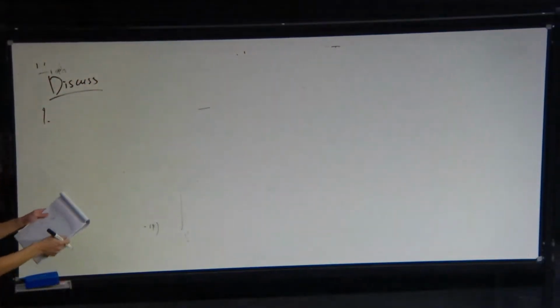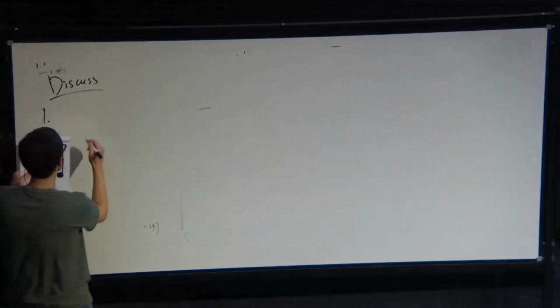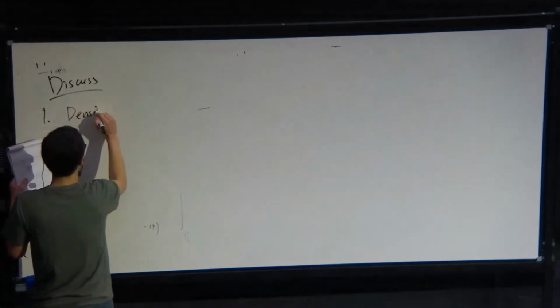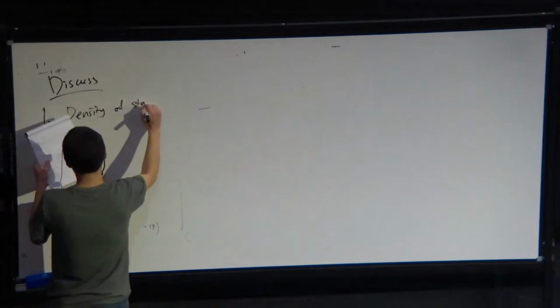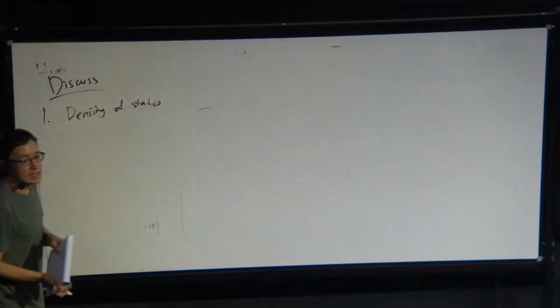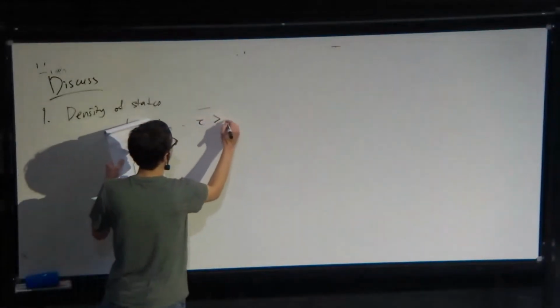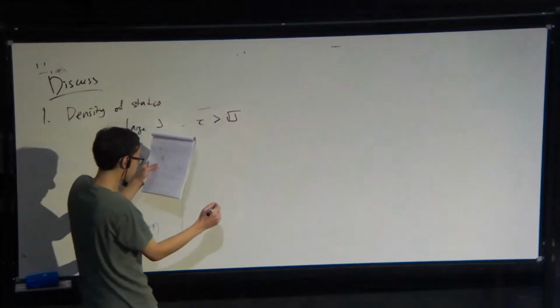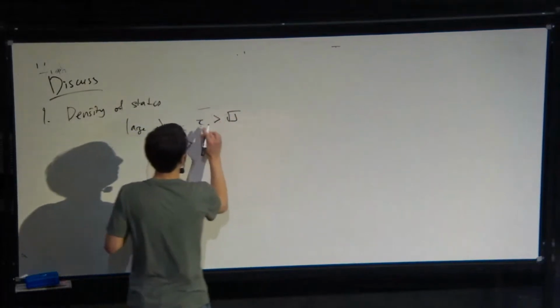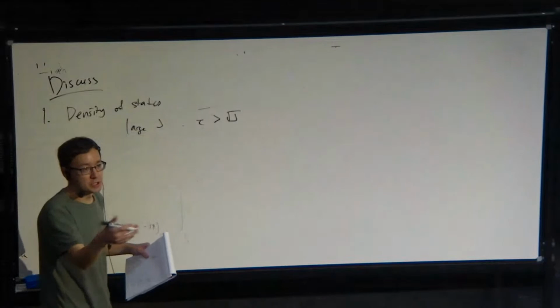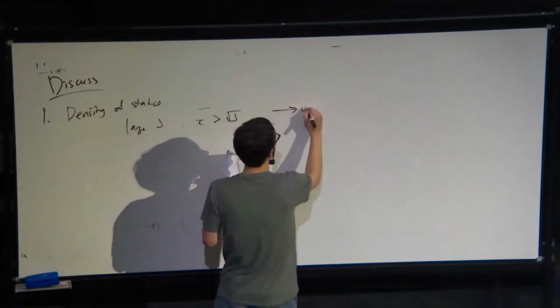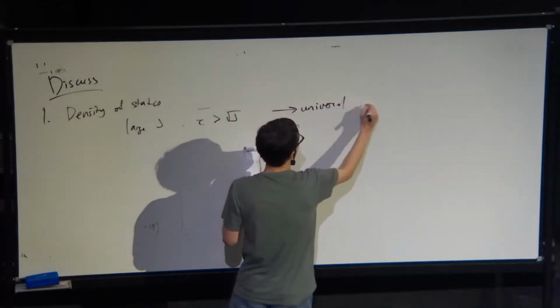So the first, I want to talk again about the density of states. So we showed that at large j, large spin, but twist bigger than square root of j, so delta minus j is bigger than square root of j, this is assuming one j is turned on. With more j's, you can have this. We have some universal formula, universal entropy.